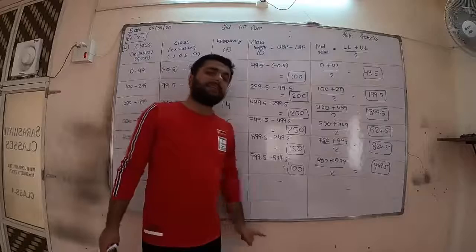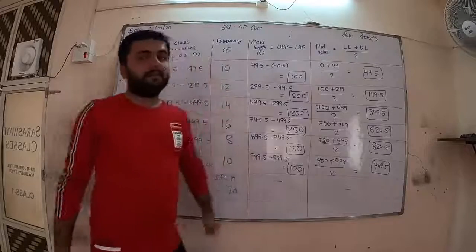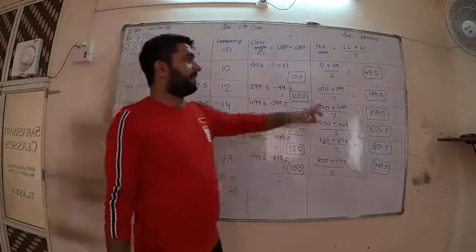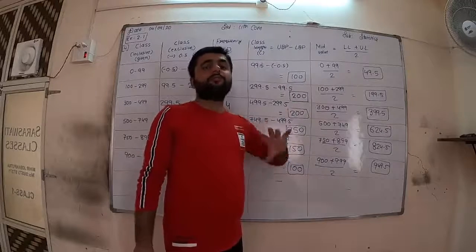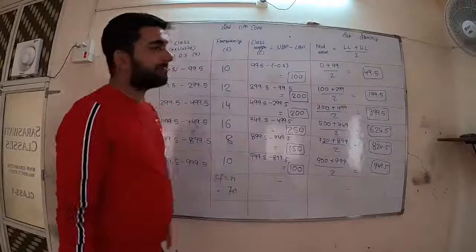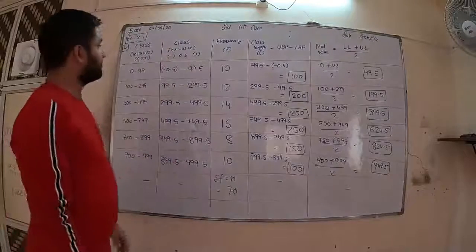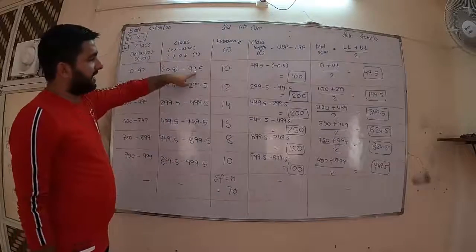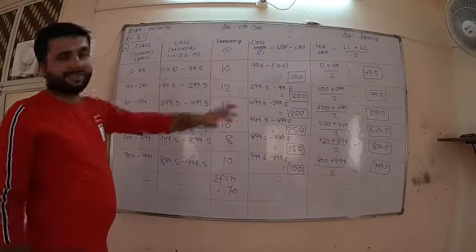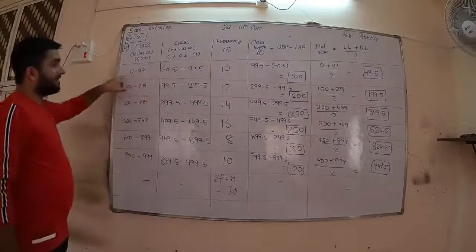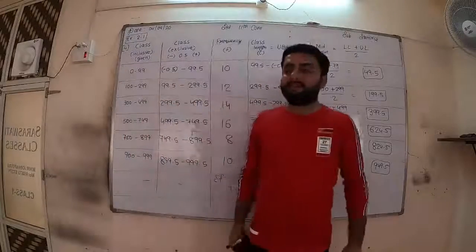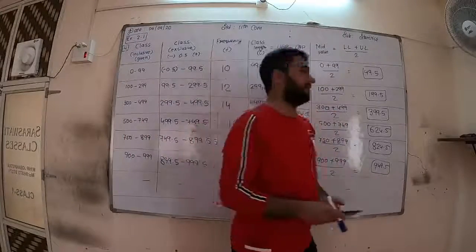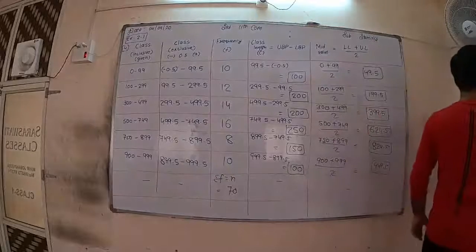So we have taken the difference and found it. But while finding the mid value, you can use lower limit and upper limit, or you can use boundary points also. Answer will be same, but the value of class length will not be same. When we do 99.5 minus minus 0.5, the answer is 100. But when you do 99 minus 0, the answer is 99. So compulsorily for the class length, we need boundary points. Okay friends, that was our sum. Now going for the next sum.